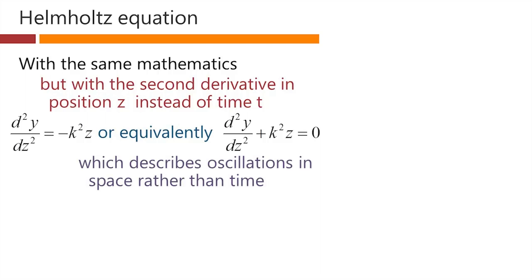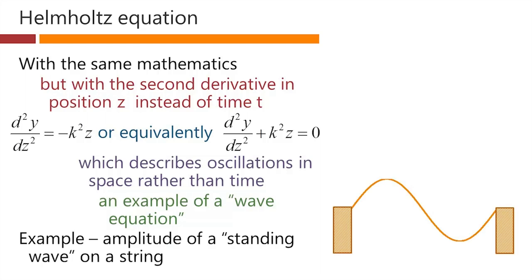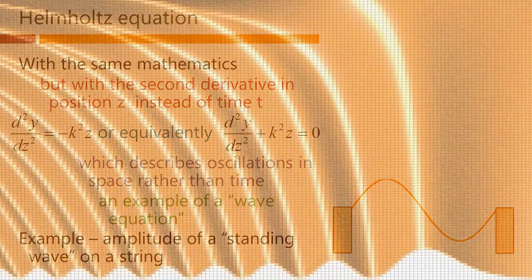This equation describes oscillations in space z rather than in time t. It's an example of a wave equation, and we're going to come back to this quite a lot later on, so I won't say a lot more about it here. But it can describe the amplitude of a standing wave on a string. So we'll come back to that later on. But note the mathematics is the same, so we can use the same solutions, but with z instead of t and k instead of omega.